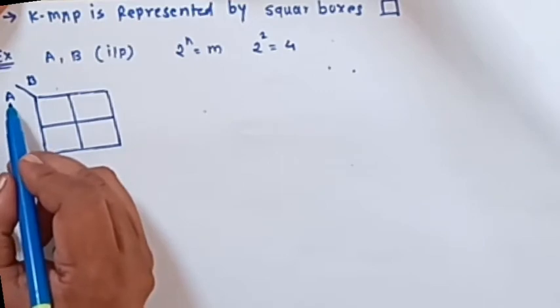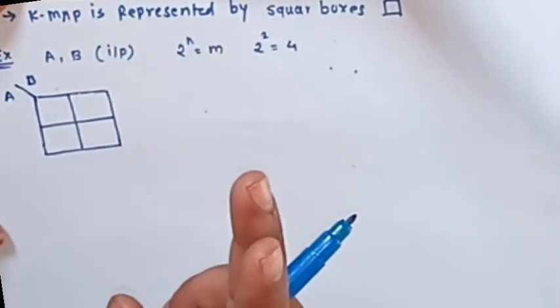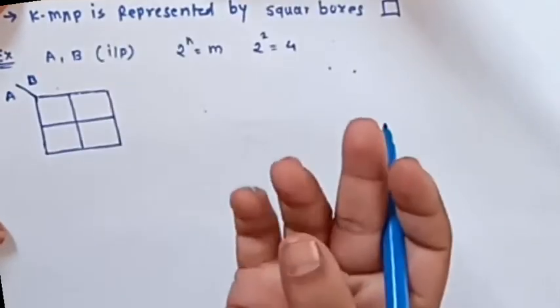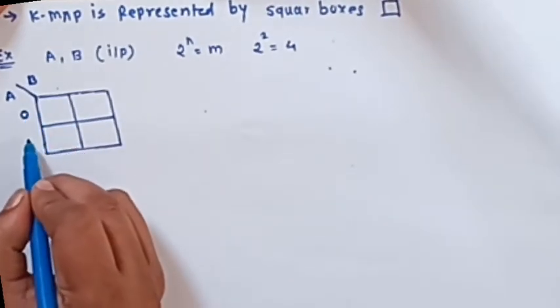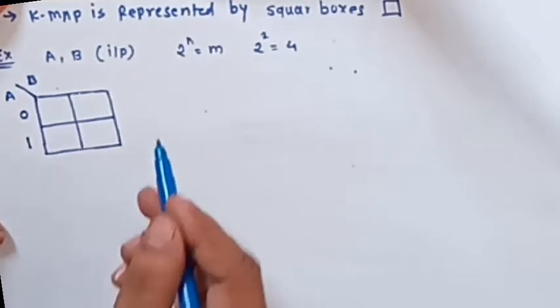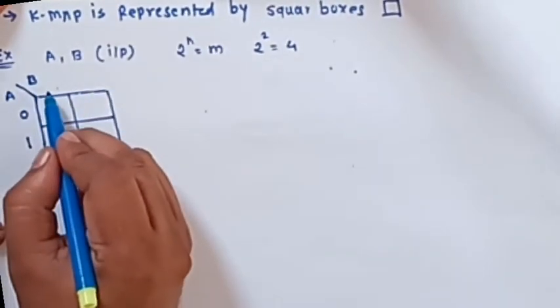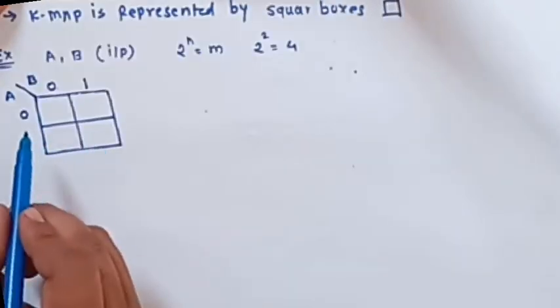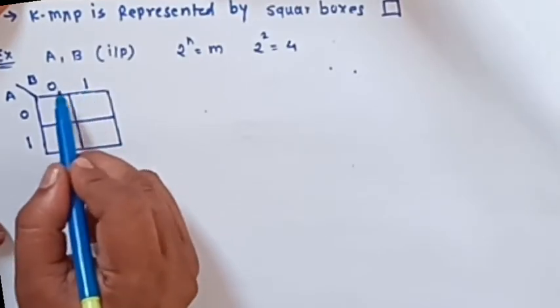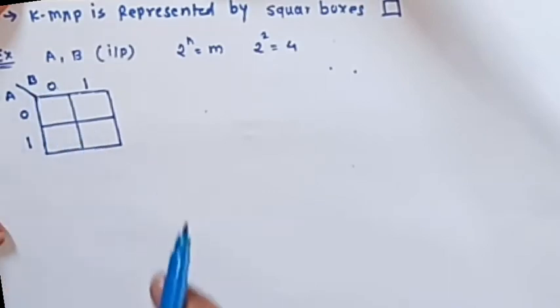So the possible values for A and B, one literal is there. So for how many possible values? 2 values as per the truth table, either 0 or 1. So here we will take the value of A as 0 or 1. Here also we will take the value of B as 0 or 1. So these are the values of 0 and 1. These are the values of A, and 0 and 1, 0 and 1, these are the values of B.